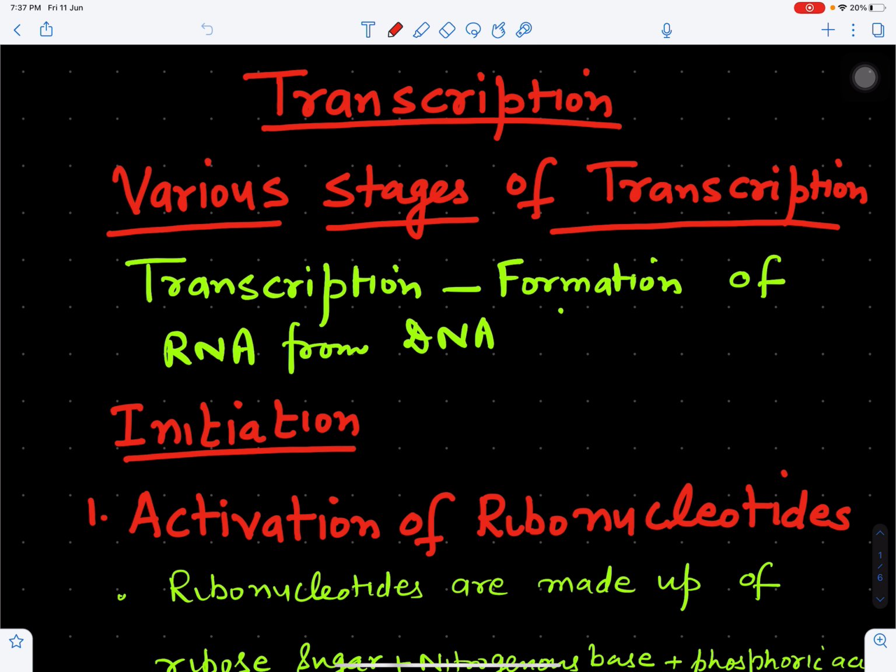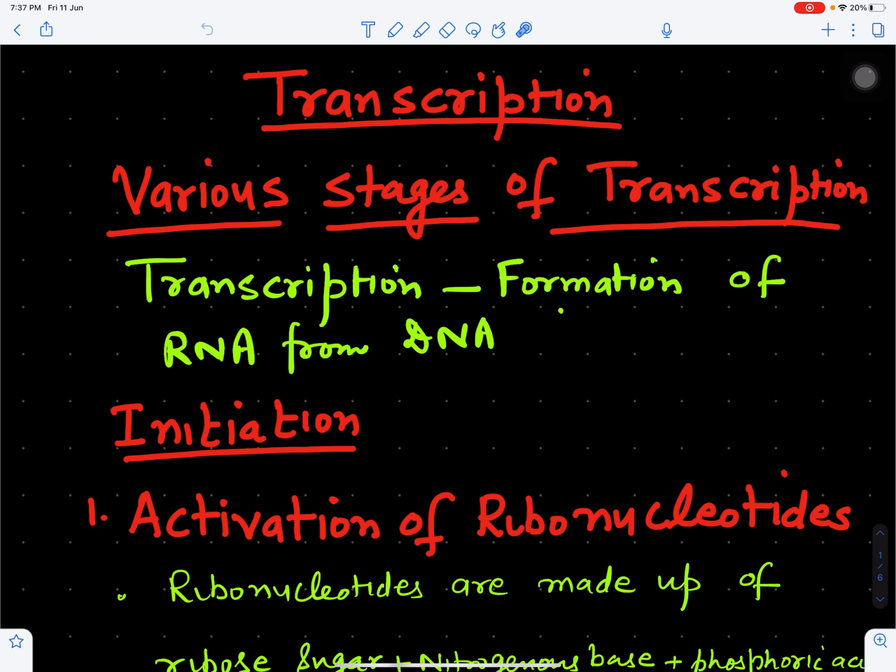In this video, we will study how transcription occurs. In the first video, we studied what transcription is and which enzymes are required for it. Now, in this video, we will study the exact mechanism of transcription. As we have already discussed, transcription is the formation of RNA from DNA. The link to the first video will be given in the description box.